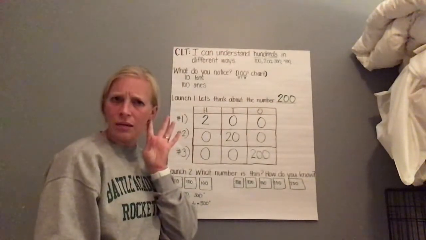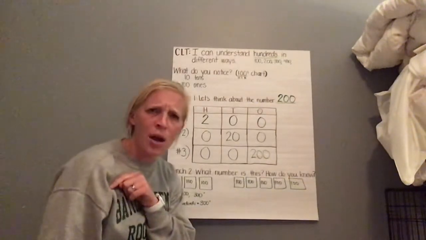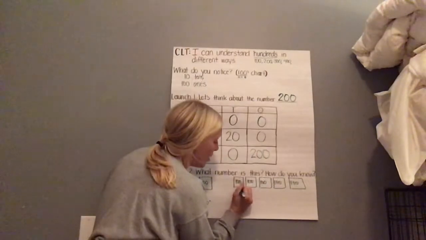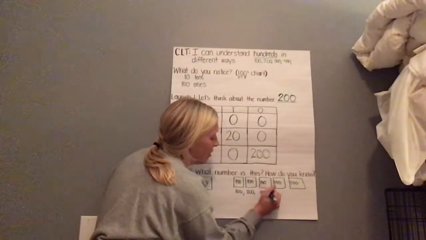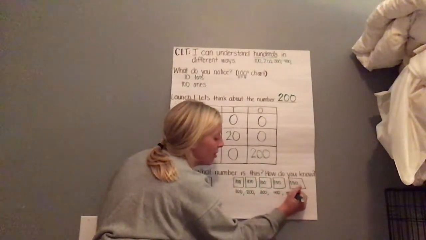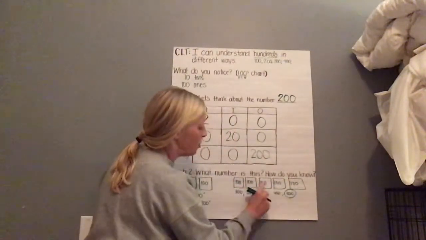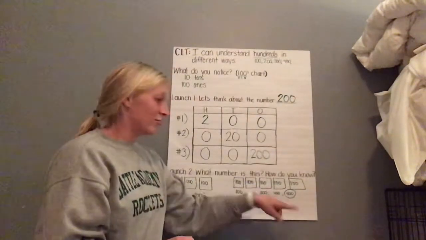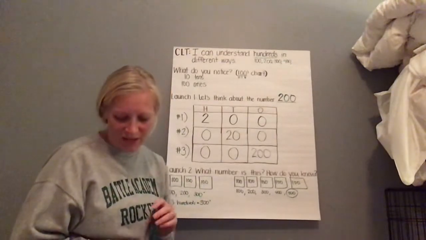What do I see? 500. But how do you know? Let's count it. Ready? 100, 200, 300, 400, and 500. 1, 2, 3, 4, 5. 500s equals 500. Yes! Very good work, second grade.